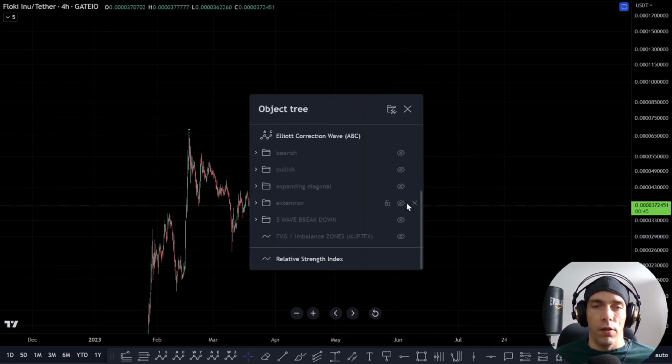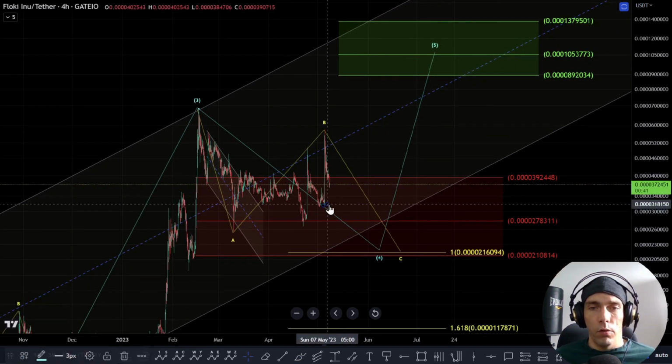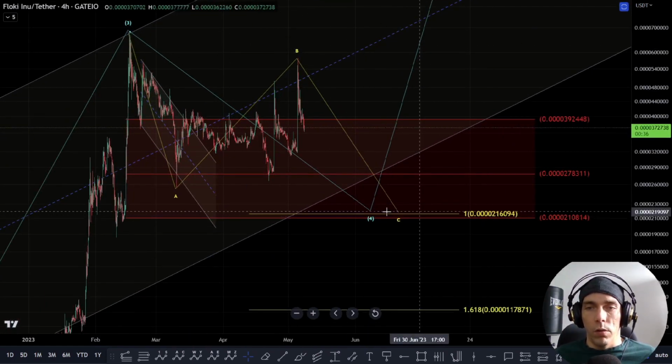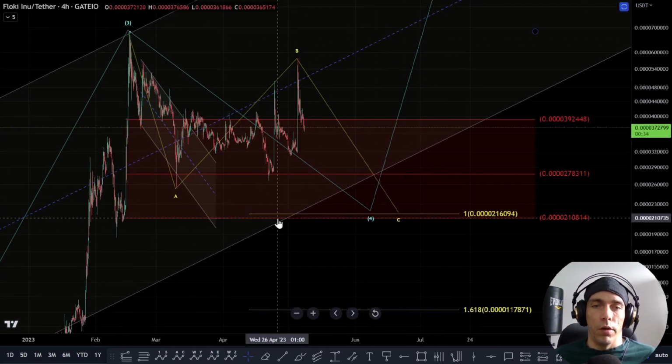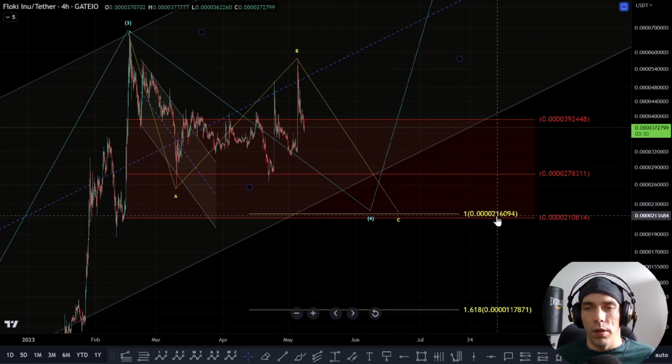I am leaning more towards the idea that we have some more downside here, but I'm being aware that there is that potential that we could actually see a direct push to the upside. Now, if we do get another leg to the downside here and we do get this C wave down, what we could see is support come in lower down here towards this trend line or this channel line here, or this 1-to-1, which would be here at this 216094.